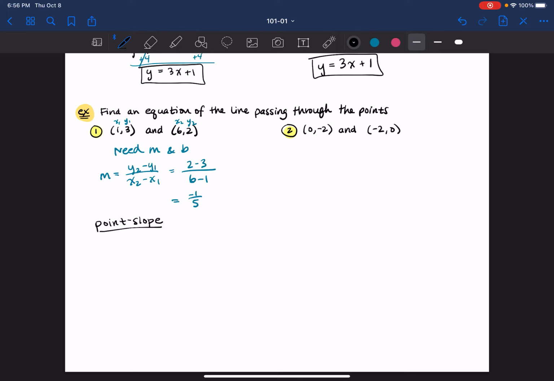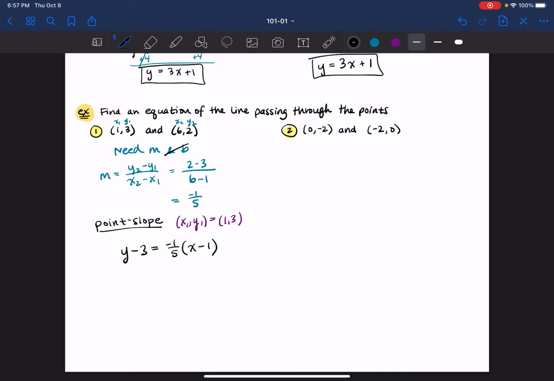Okay, so we're not going to find b in this case. I mean, we will inadvertently, but we won't explicitly find b. So for point slope, we need a point, so you're just going to choose one of them. It doesn't matter which one. I'm just going to choose the 1 and the 3 because 1 and 3 look like they're smaller and easier to work with. So we have y minus y1, so that's 3, equals m, which is negative 1/5, times x minus x1, which is 1.